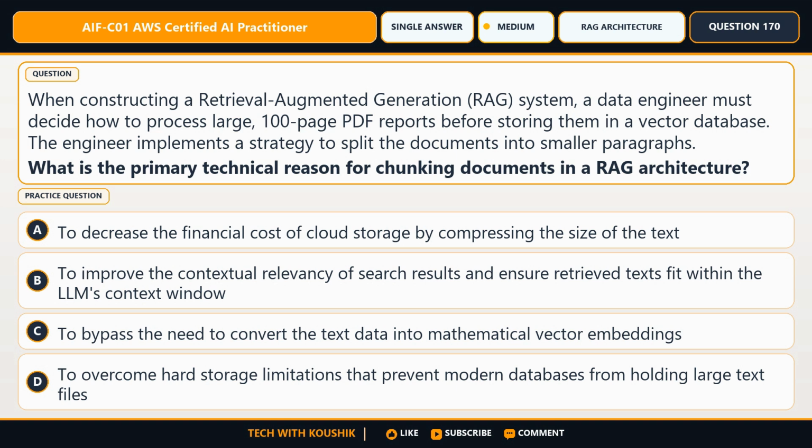Review the options and eliminate any clear mismatch. Choice A. To decrease the financial cost of cloud storage by compressing the size of the text. Choice B. To improve the contextual relevancy of search results and ensure retrieved texts fit within the LLM's context window. Choice C. To bypass the need to convert the text data into mathematical vector embeddings. Choice D. To overcome hard storage limitations that prevent modern databases from holding large text files.